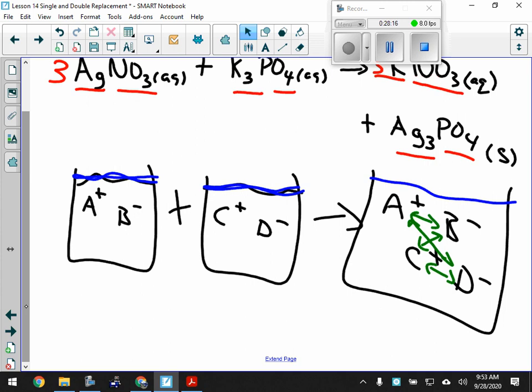Now, not always do A and D make a solid, or C and B. In that case, we just get a bunch of ions floating around. You can't see ions in water. I have to show you that, so I will do that one of these days, probably tomorrow, hopefully.